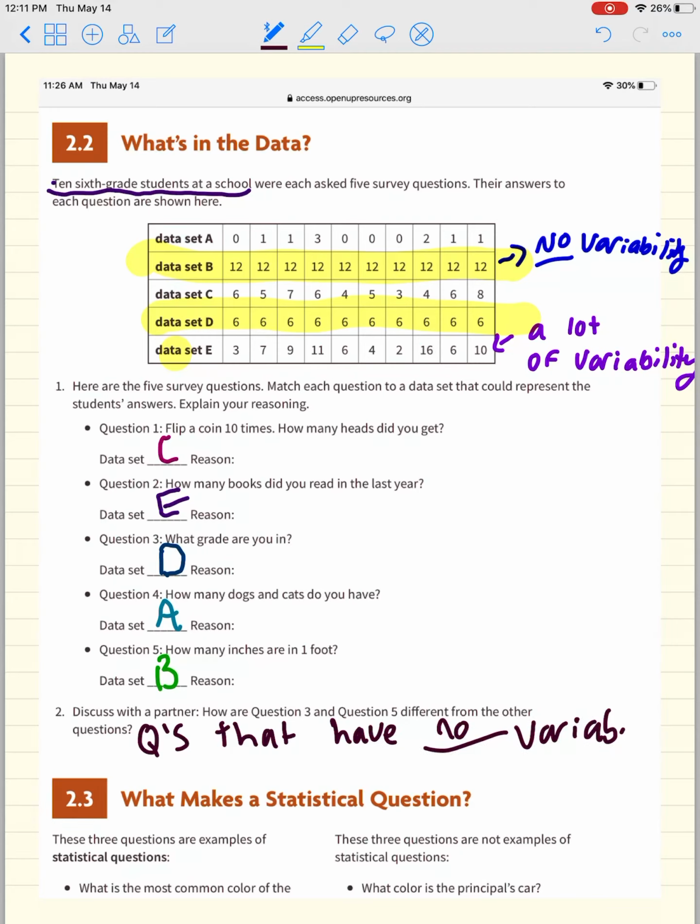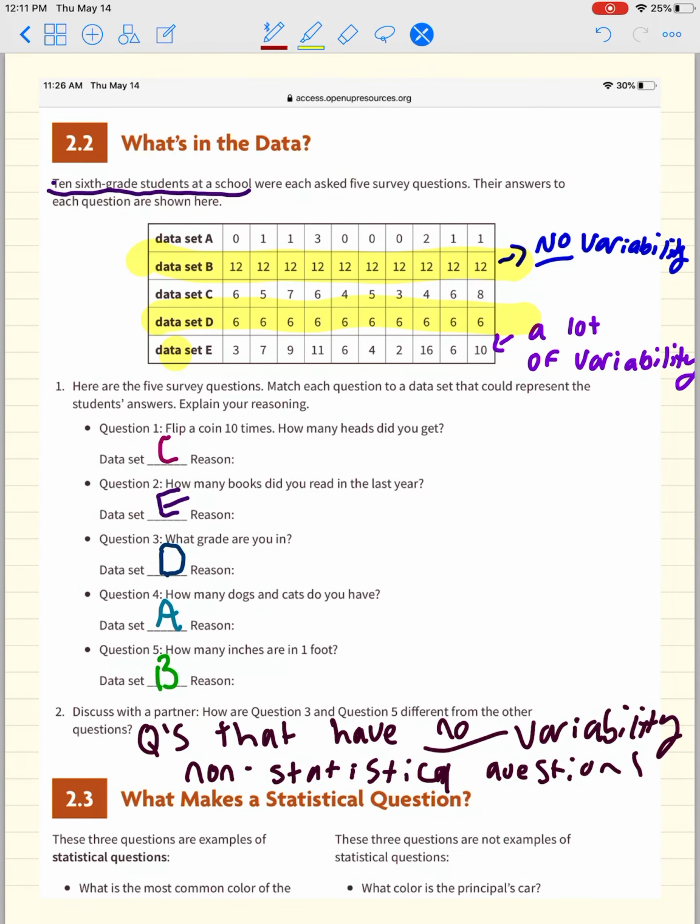And because they have no variability, they are what's called a non-statistical question. So in order for a question to be considered a statistical question, there needs to be variability. There needs to be differences in your answers. And data sets B and D, or questions 3 and 5, they have no variability. They're just questions that are going to give you the same answer.